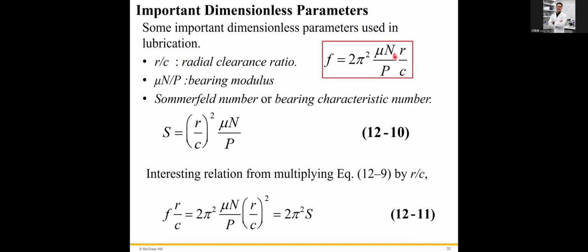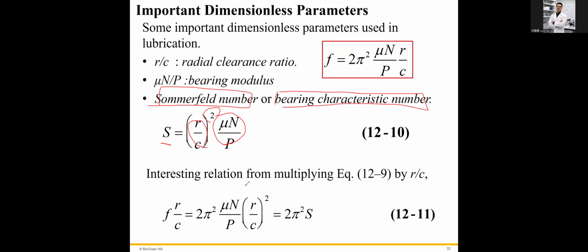So this term defines the bearing modulus, and R over C is the radial clearance ratio. Now we define another parameter called the Sommerfeld number, or the bearing characteristic number. S is the square root of the radial clearance ratio times the bearing modulus.